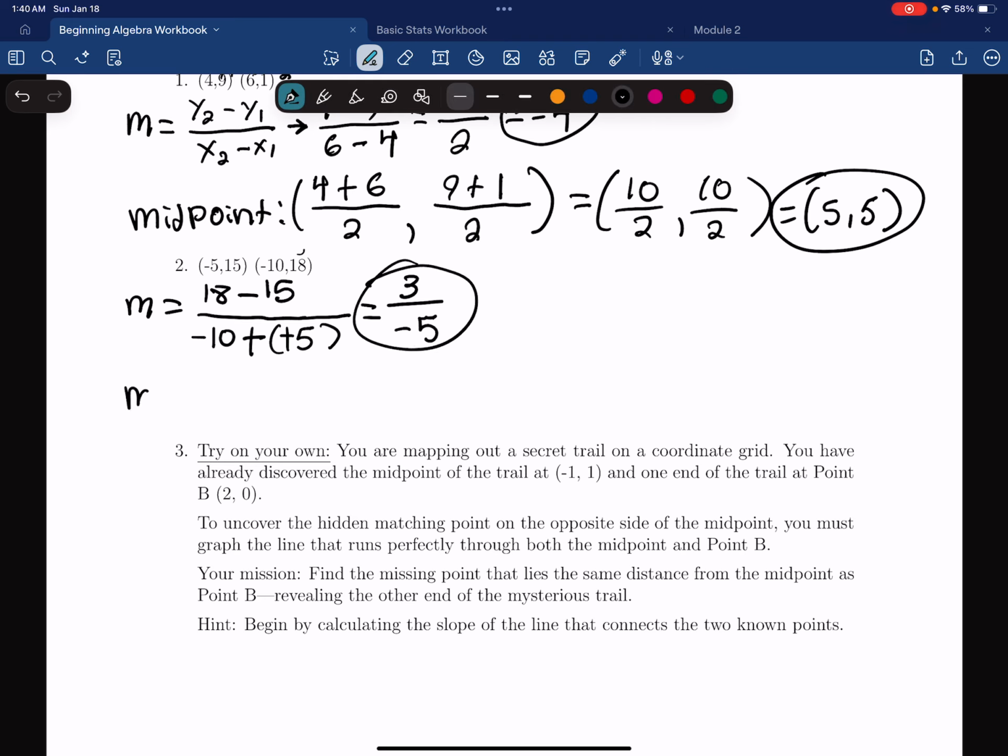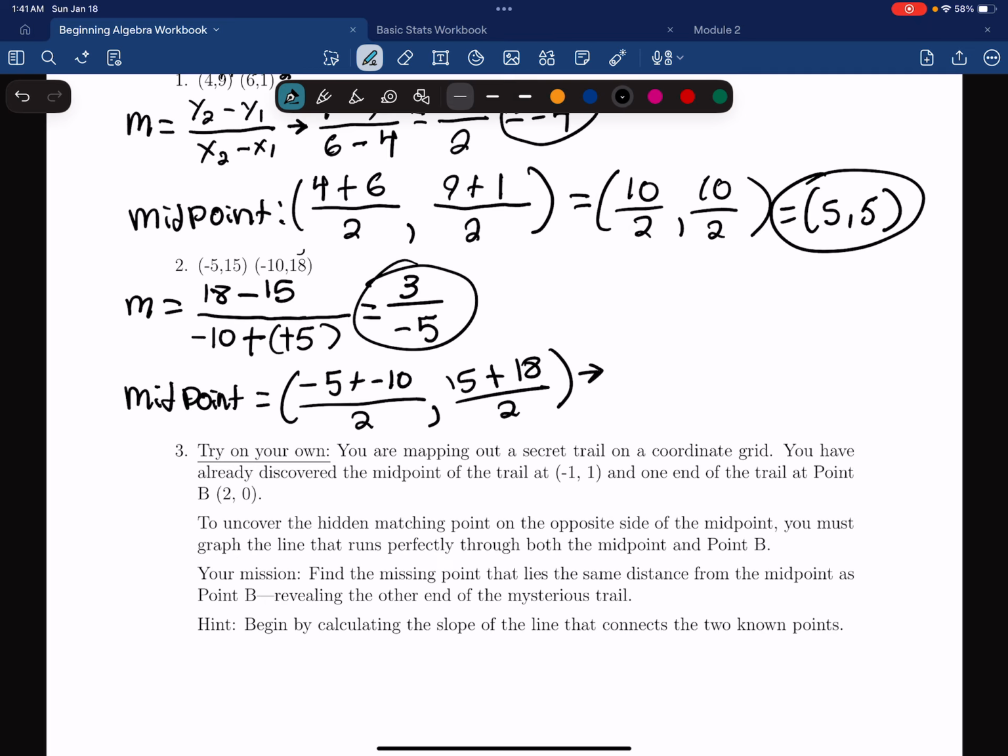Now for our midpoint, we add up our two x values. So we're going to have negative 5 plus negative 10 over 2. And then for our y values, we have 15 plus 18 divided by 2.